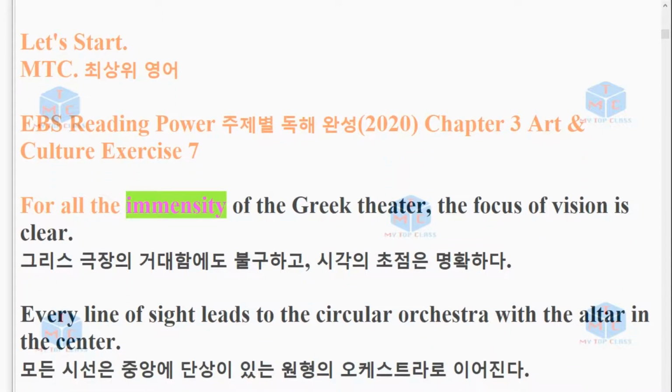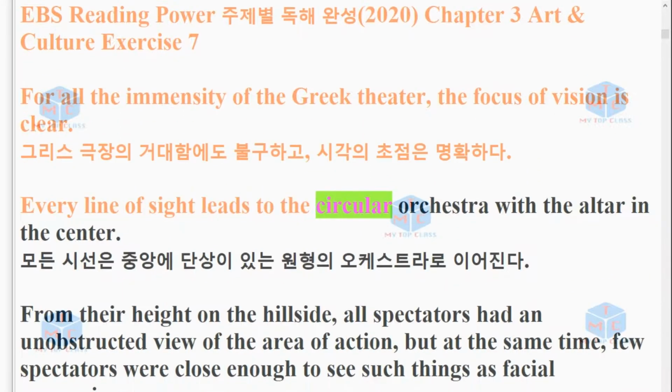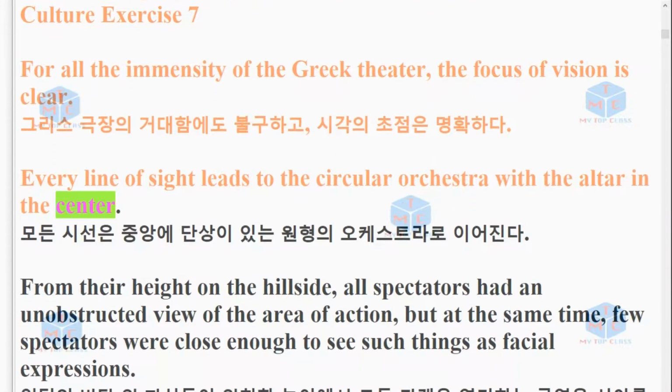For all the immensity of the Greek theatre, the focus of vision is clear. Every line of sight leads to the circular orchestra with the altar in the center.